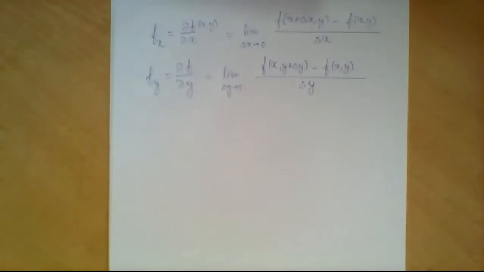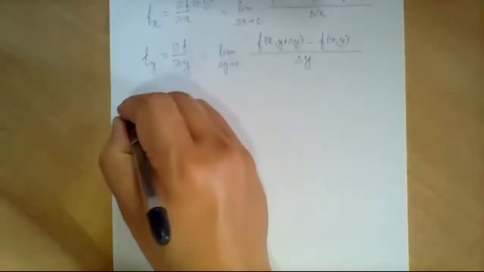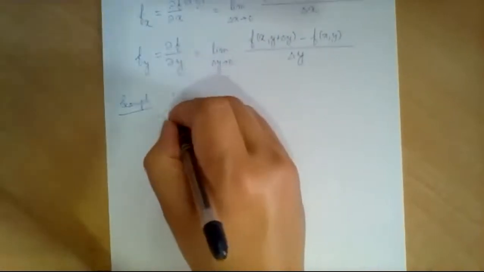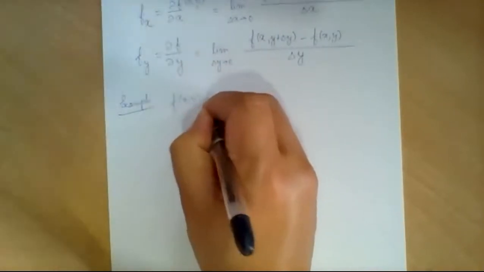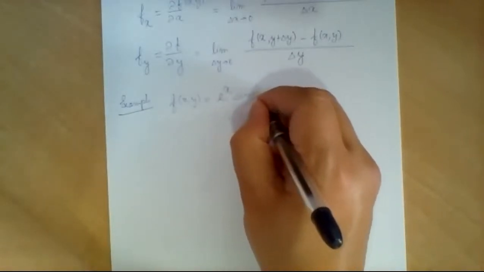Example. f of x comma y equal to e to the power x sine of xy.